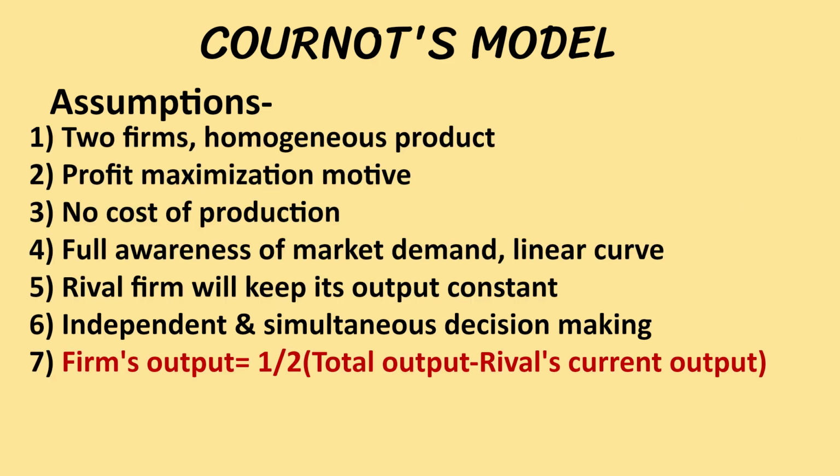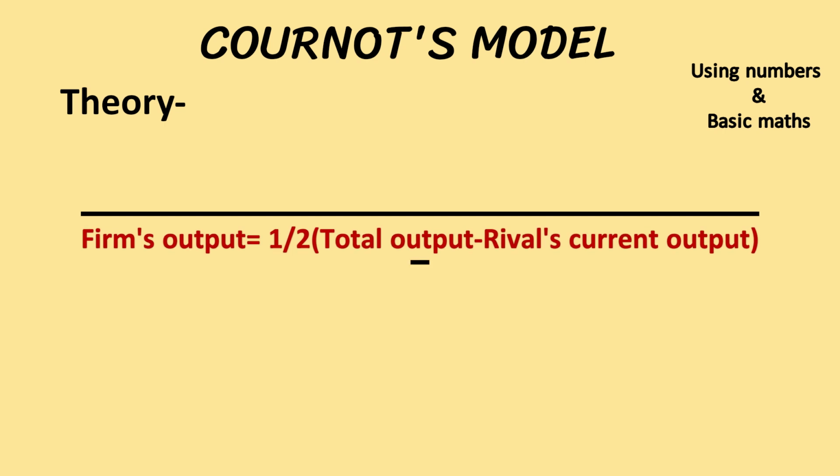Next, we come to the most important assumption, which says that the firm will earn maximum profits by producing output equal to half of what we get after deducting the rival firm's current output from the total output. Now, we are done with the assumptions of this theory. Moving ahead, I will be explaining this theory using some numbers and basic maths. Also, please ensure that you have read assumption number 7 and keep a note of it because we will be using this for calculating the output level of firms.